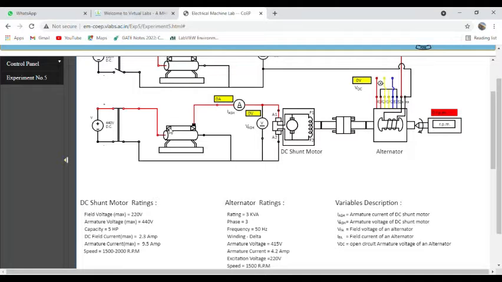First of all, close the DPST switch, connecting the armature winding of the DC shunt motor to the supply. The rheostat is used as a potential divider to increase or decrease the voltage of the DC shunt motor. Bring the DC shunt motor to its rated speed of 1500 rpm by clicking the arrows on the rheostat. I am slowly increasing the speed till it reaches 1500 rpm.